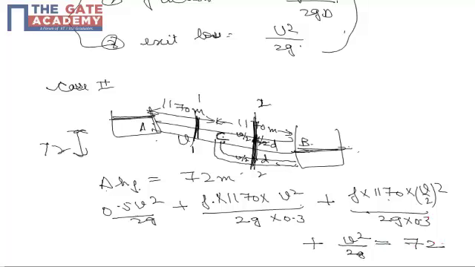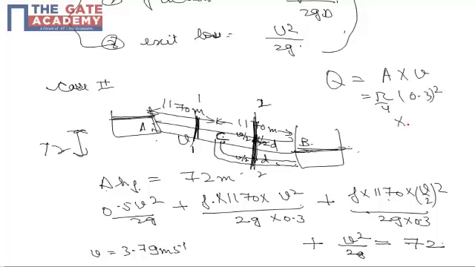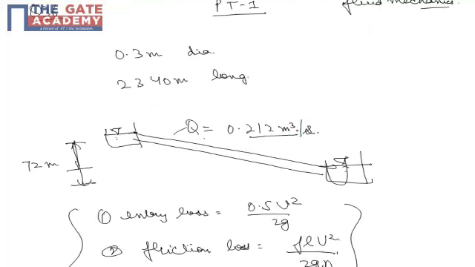Upon solving, V comes out to be 3.79 meter per second, and using this V, Q can be calculated as A into V, that is pi by 4 into 0.3 square into 3.79, which comes out to be 0.268 meter cube per second. So we know the final discharge and we know the initial discharge. We can easily calculate the percentage change in discharge, which comes out as an increase of 26%. So the correct answer for question number 36 is 26%, which is option C.